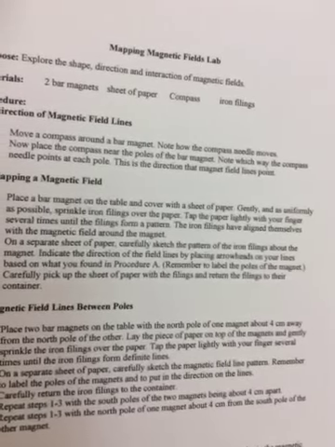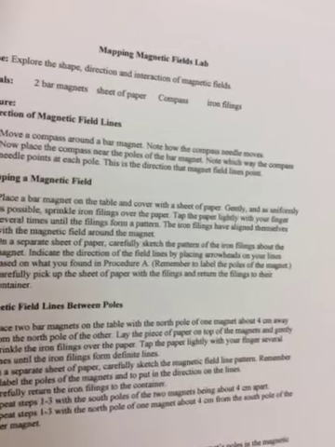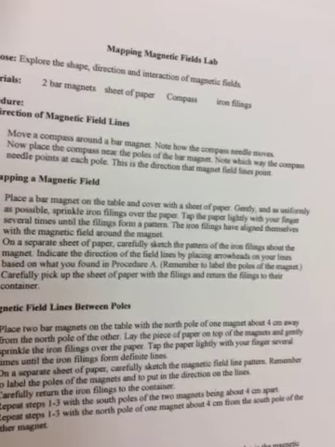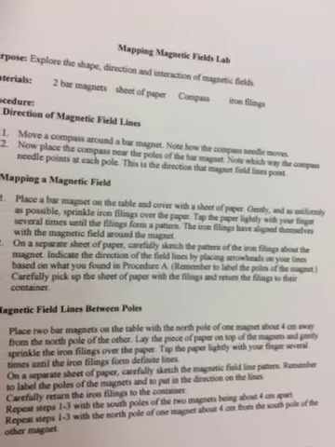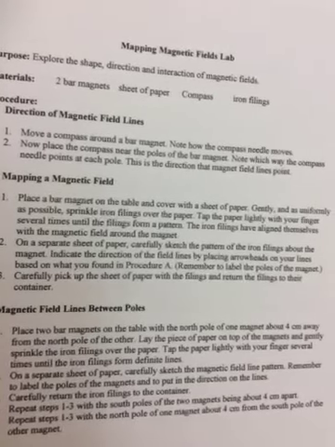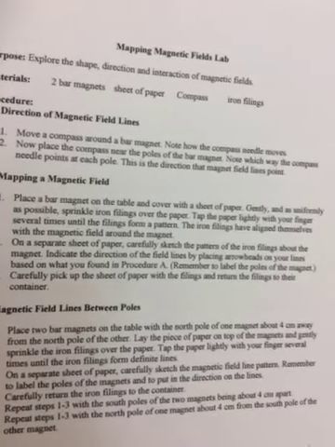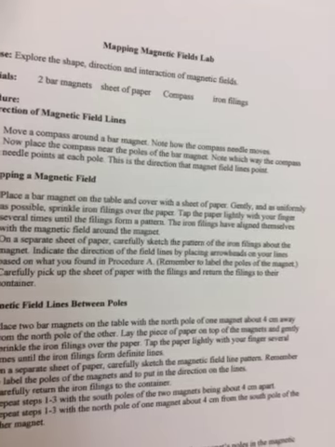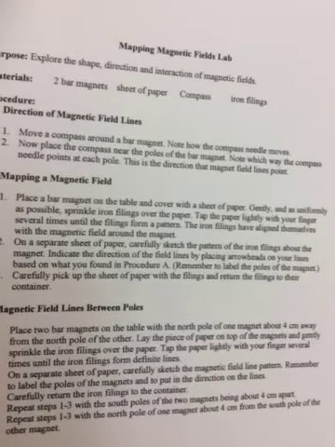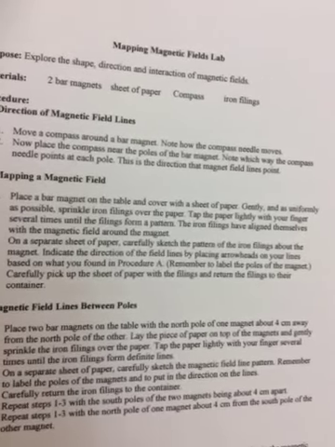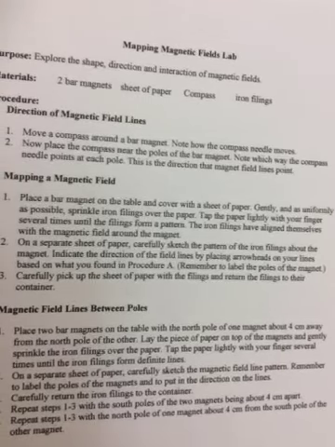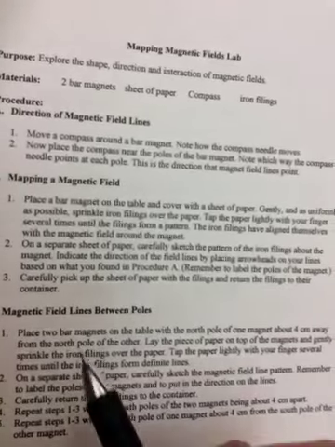Can't have the word "your" there. That makes it personal. It needs to be impersonal. So you would say the paper was tapped lightly with a finger several times until the filings formed a pattern. The iron filings have aligned themselves with the magnetic field. You would say the iron filings aligned themselves with the magnetic field around the magnet.